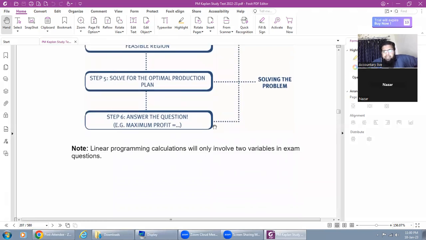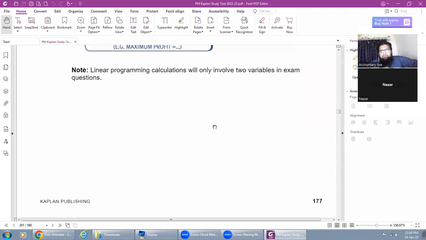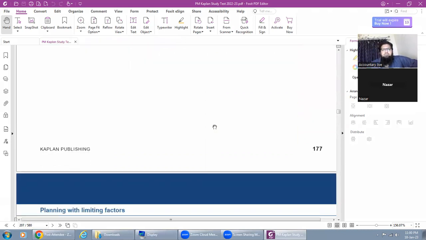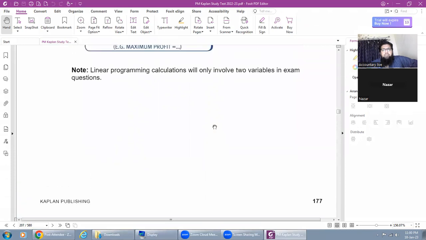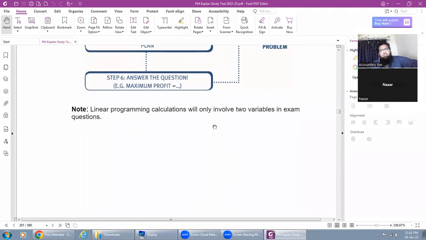But linear programming will only involve two variables in an exam question. There should be two variables. If there are three, linear programming cannot be applied. What can we apply for three? Then we have to do a computerized calculation, because linear programming is a graphical approach. And if you remember, a graph has only two axes, X and Y.